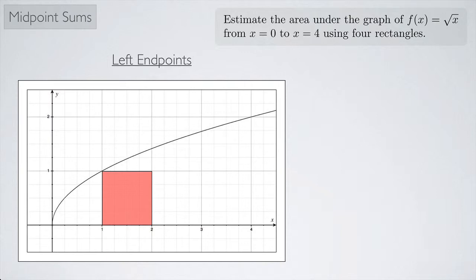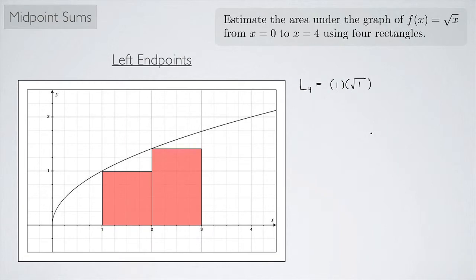And so to find the area of this rectangle right here, I have a base that's 1. So this is going to be left, and we're using 4 rectangles. Well, I'm actually using 3, but the first one isn't here. Okay, so L4, I have a base of 1, and I have a height that's equal to the value of the function at 1. And the function is the square root of x, so that's going to be 1 times the square root of 1.